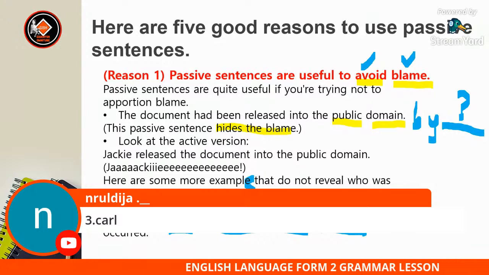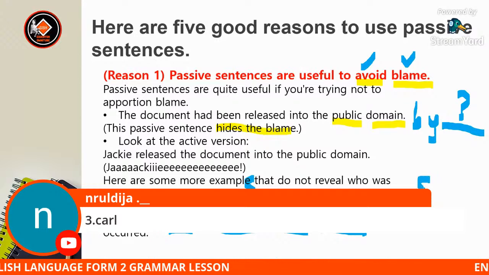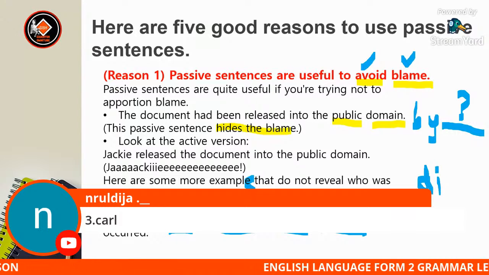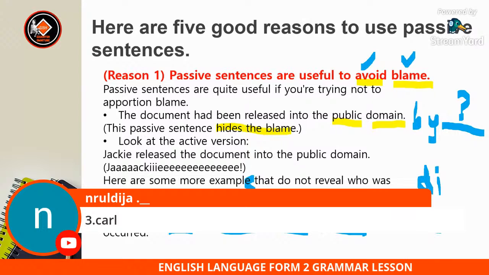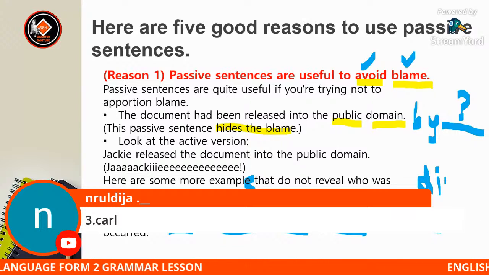Okay, next. So I repeat, if in BM, ayat passive, you have the word "di." Okay, or you can also have "terlihat," "terpijak," something like that, okay? Normally you say "di."